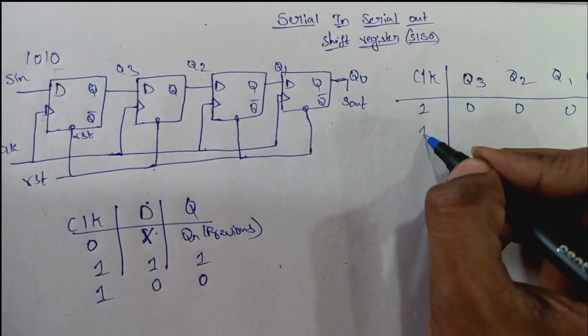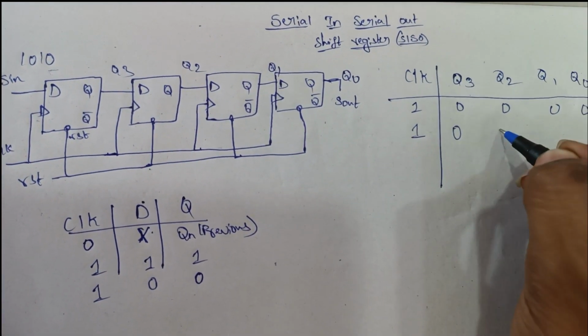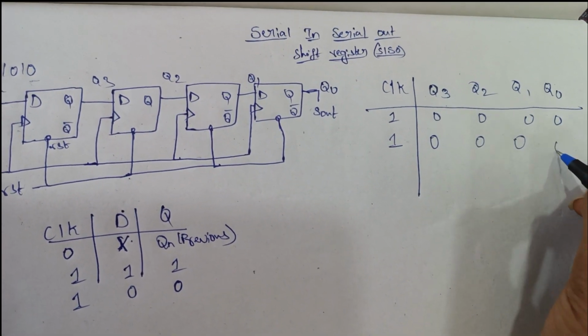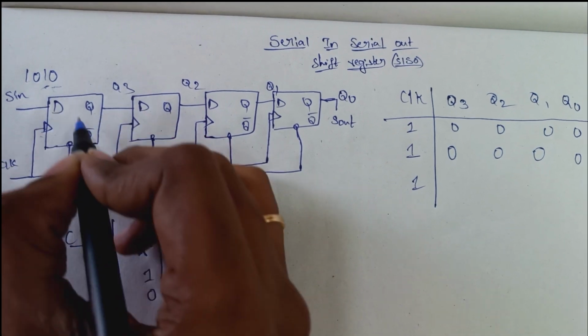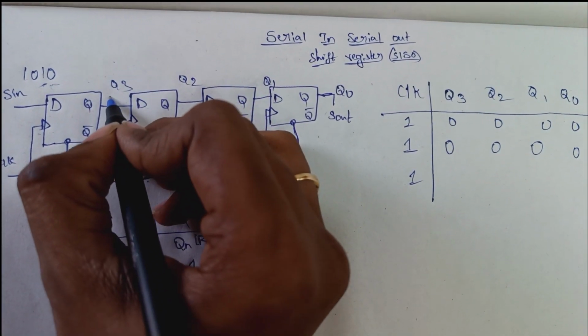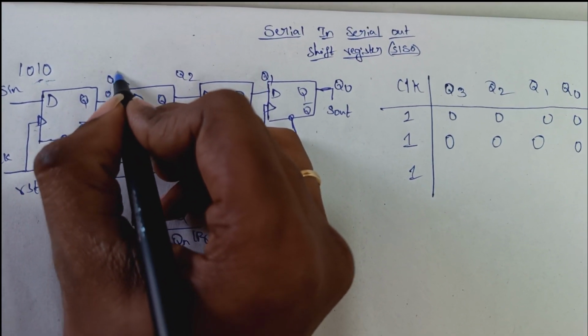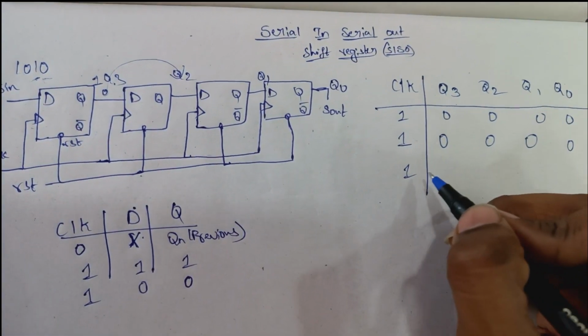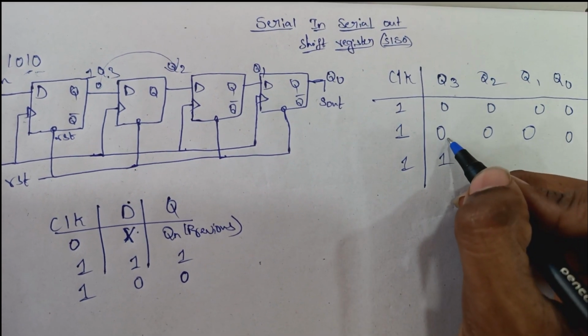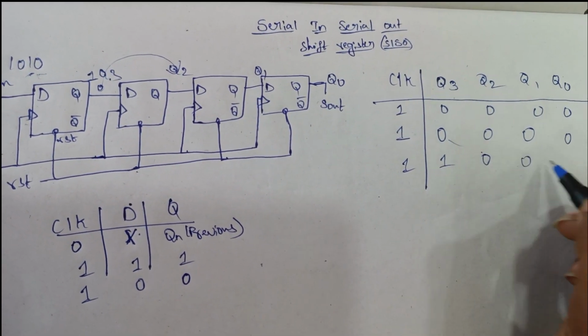Now when the clock signal is high, Q3 will be 0 and the remaining ones will be in their previous states. Now next the 1 will be fed to the D flip-flop. Initially 0 is present, right? It will be shifted to the Q2 position and 1 will come at the Q3 position. Then it will be shifted to the next position.